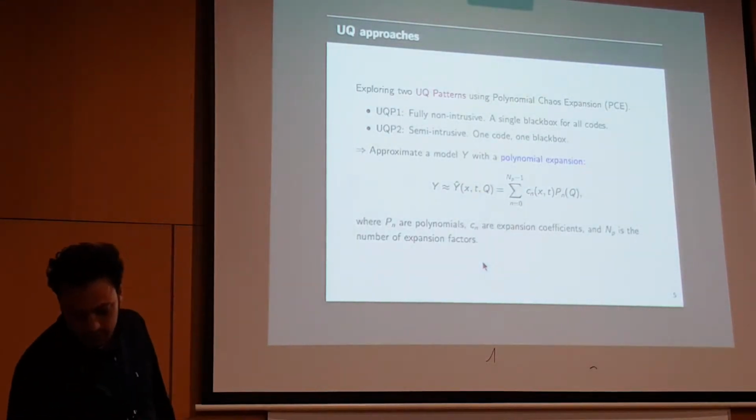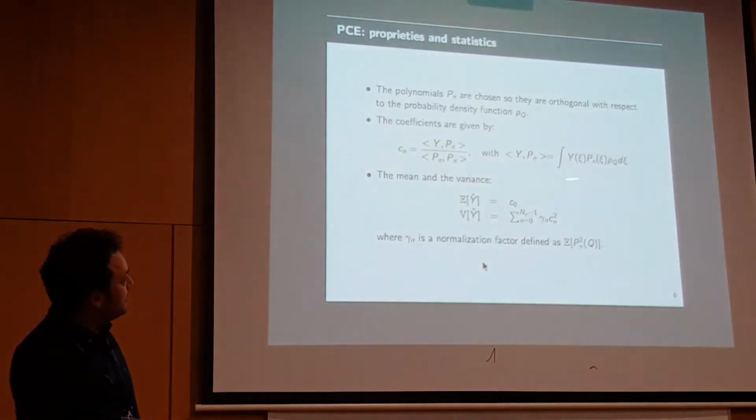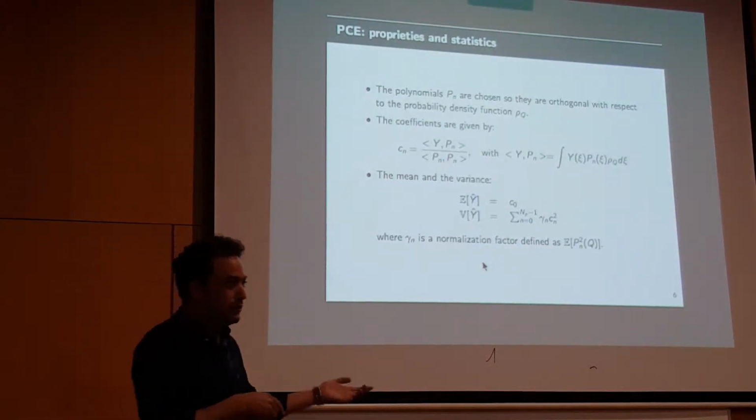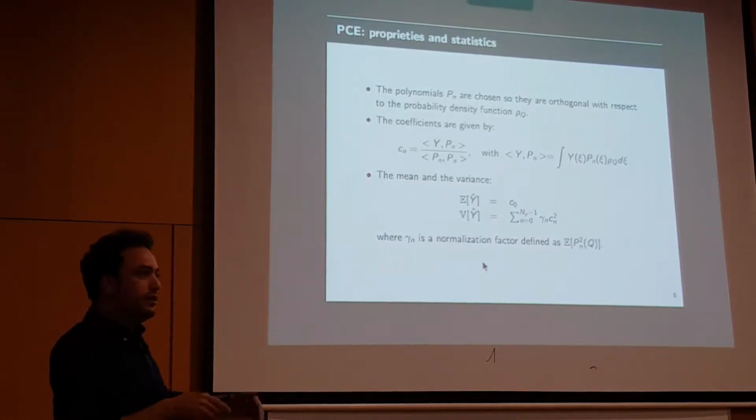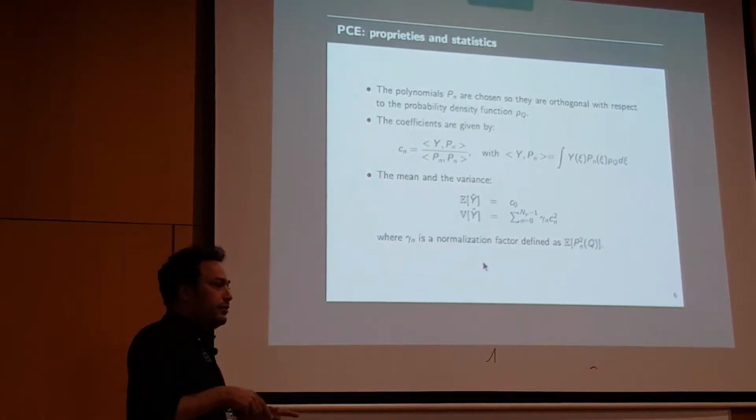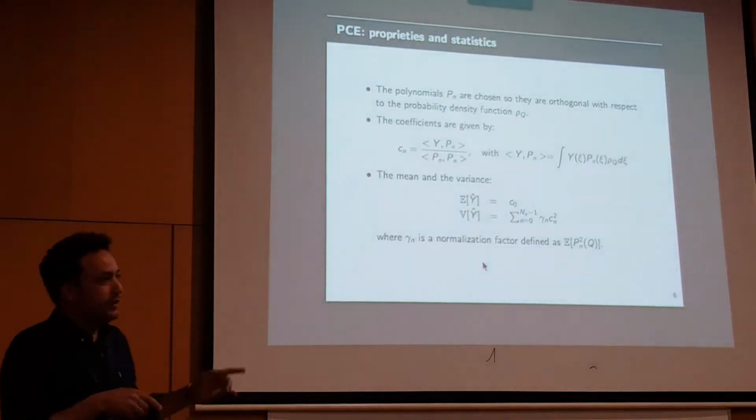So we are using this, and we have some interesting properties for this polynomial chaos expansion. The polynomials are orthogonal because of the assumption that the input parameters are independent.